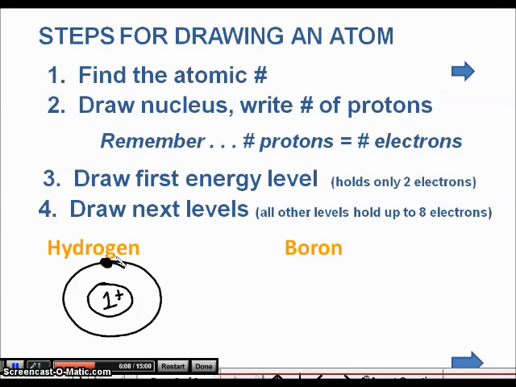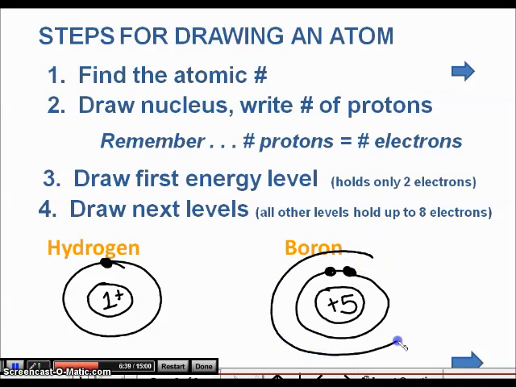First, we draw the nucleus, and I always put 5 in there. There's 5 positive protons, which means there must be 5 electrons circling around that nucleus. So we do the first energy level. But remember, the first one can only hold 2 electrons. But I need 3 more because I need 5 electrons circling around my 5 protons. So that means I need to draw the next energy level, and I'm going to put 1, 2, and 3.